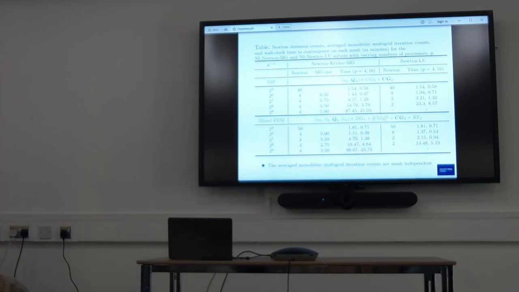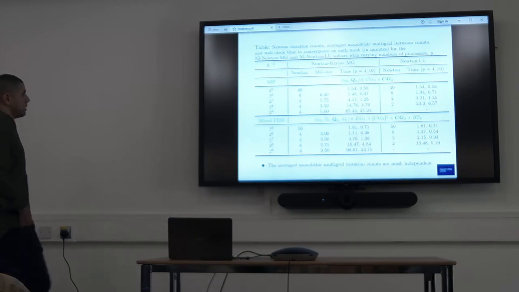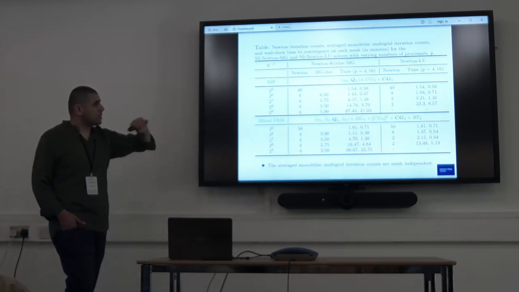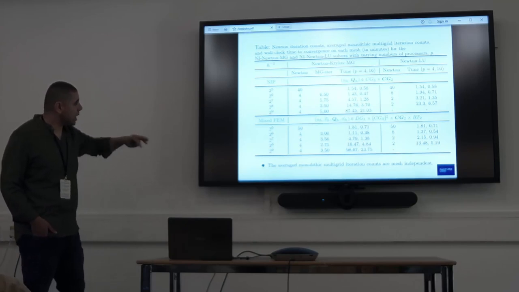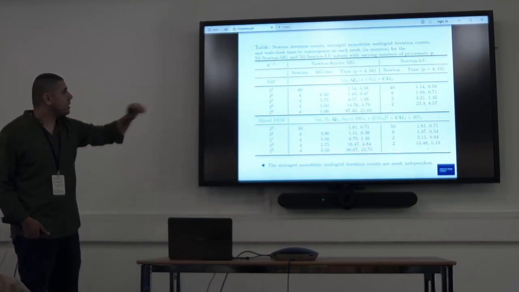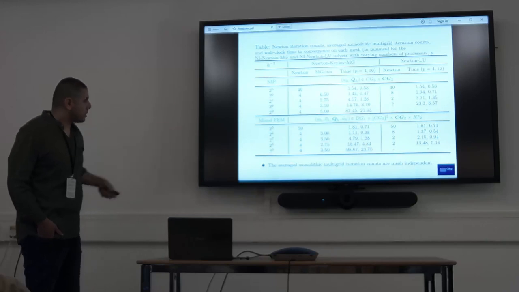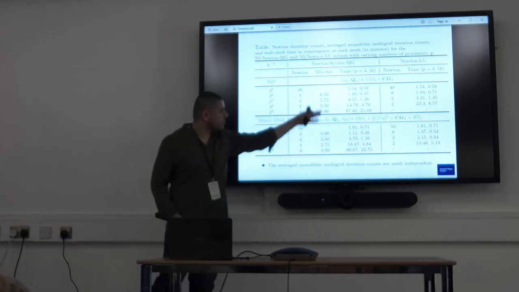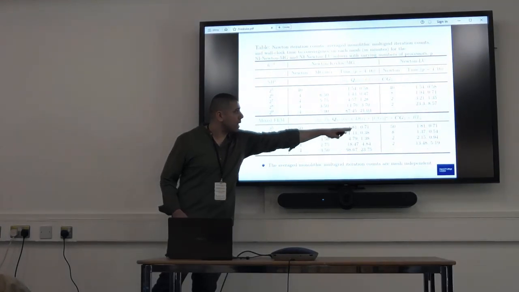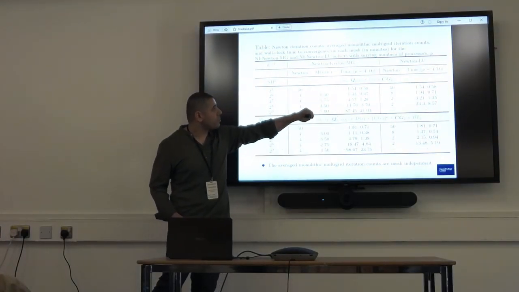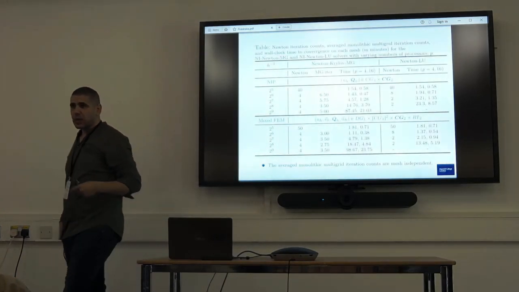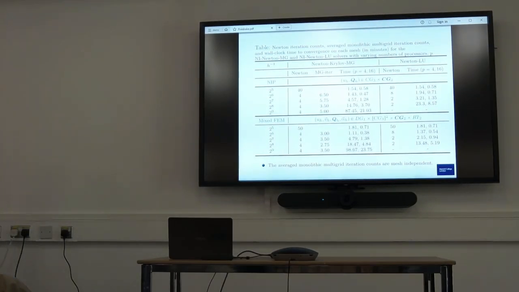And now here are the results. The above table shows results for the non-symmetric interior penalty method, and the bottom table shows the results for mixed finite element methods. We compare Newton Krylov multigrid and Newton LU. We have here the number of Newton iterations and averaged monolithic multigrid iterations, and we have the time in minutes, and we have the number of processors from 4 to 16. So we have many observations.